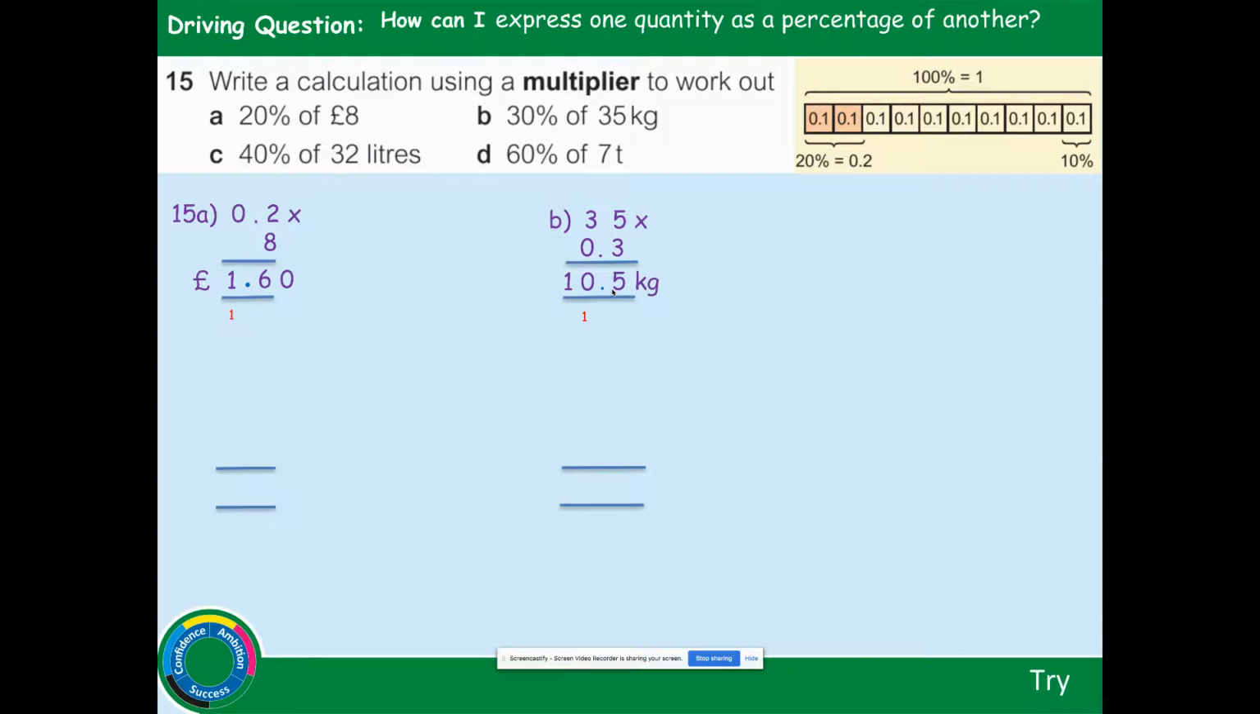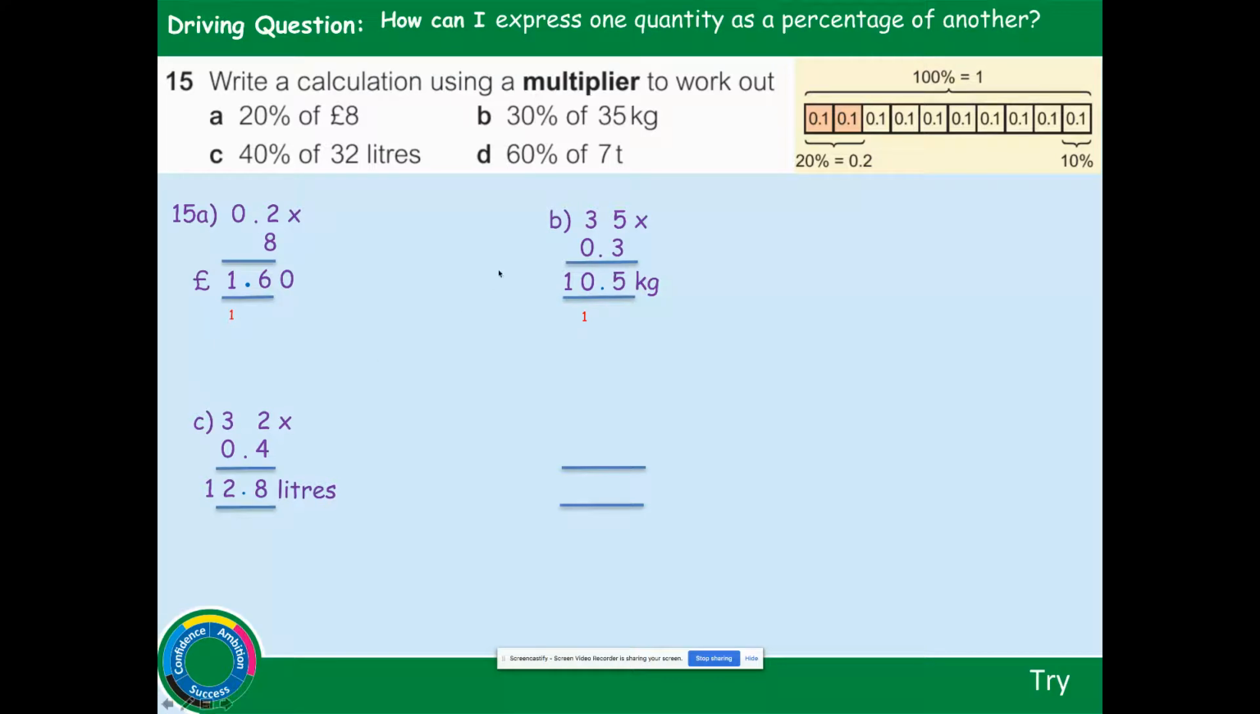So C, we've got 40% of 32 litres. So 40% would be 1, 2, 3, 4. 0.4 would be my multiplier. So again, I've got 32 litres, so I'm putting that on the top, times 0.4. 2 times 4 is 8. 3 times 4 is 12. I've got one decimal place in my question, so I need one decimal place in my answer. So it's 12.8 litres.